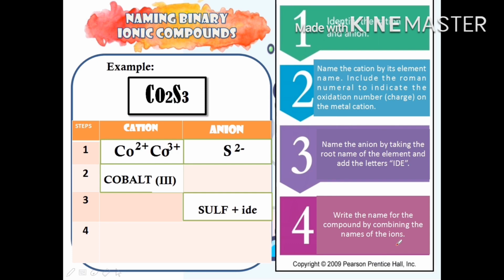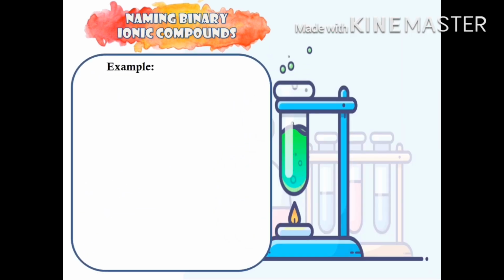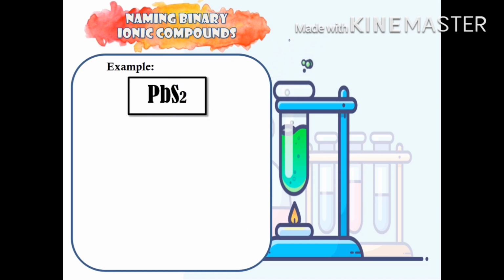Finally, we have to write the name of the compound by combining the names of the ions. Our cation's name is cobalt 3, and our anion's name is sulfide. So, the correct name of this chemical compound is, right, it's cobalt 3 sulfide. Let us have another example.